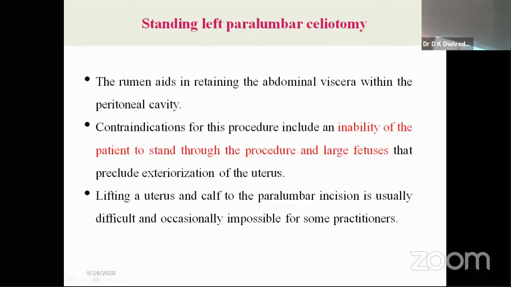Another problem you may encounter with this standing left paralumbar ciliotomy approach is difficulty in exteriorizing the gravid uterus from the abdominal incision.